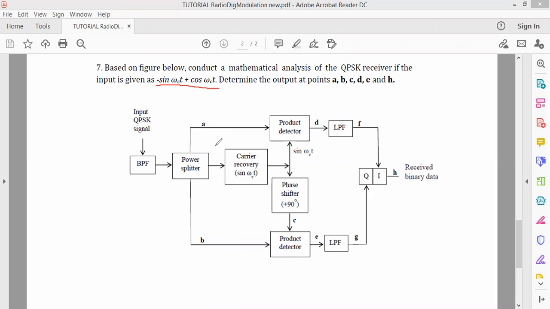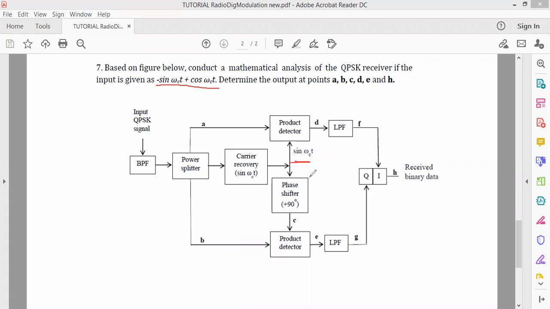Okay, so this is actually from the final exam. So you can see the block diagram. The concept is similar, but there are differences. Okay, especially in terms of the carrier reference that we use at the I and Q. For the I, it uses sine omega ct. Over here, it uses it after phase shift.